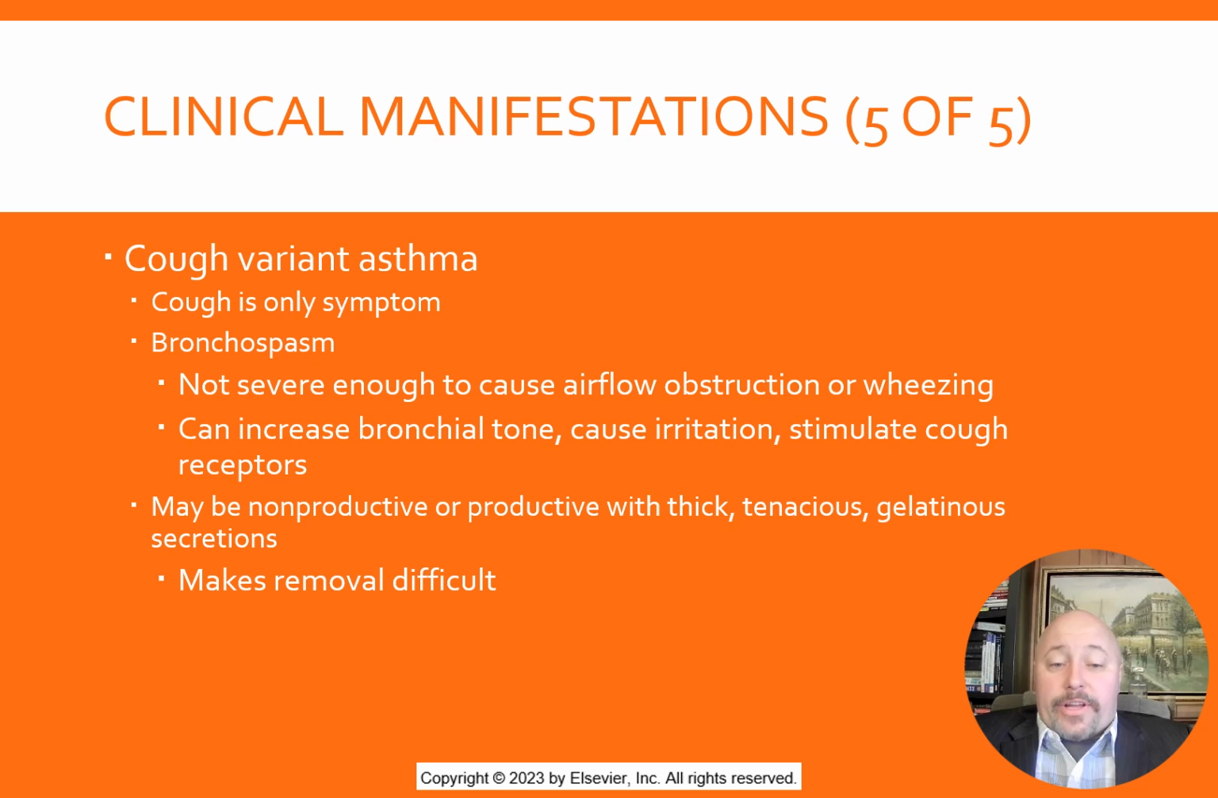In cough variant asthma, cough is the only symptom, as well as bronchospasm not severe enough to cause airflow obstruction or wheezing, and it can increase bronchial tone, cause irritation, and stimulate cough receptors. The cough may be non-productive or productive with thick, tenacious, gelatinous secretions that make removal difficult.